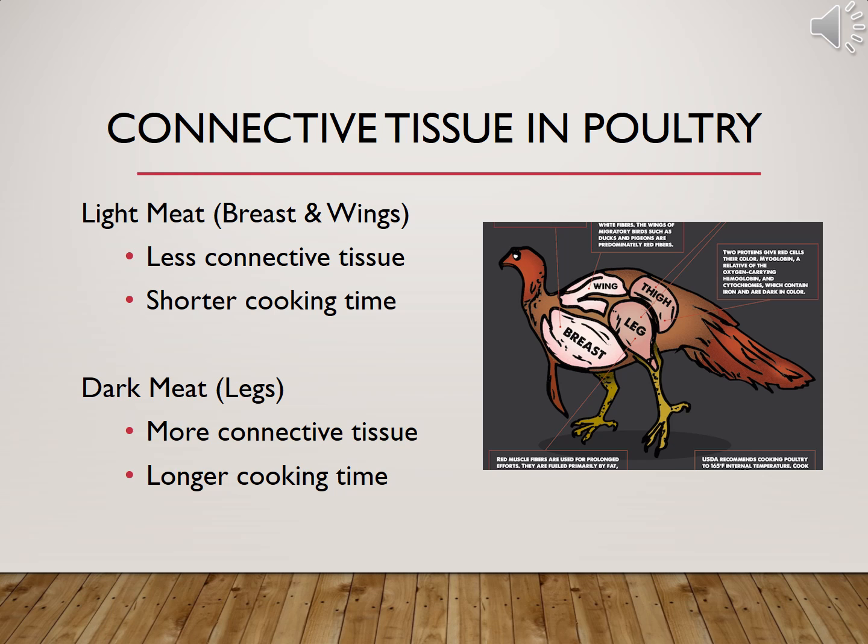Meanwhile, a darker meat indicates more muscle. Poultry legs are used quite frequently and therefore are very muscularly developed. They're going to have more connective tissue and therefore are less tender, so they need to be cooked at lower temperatures for longer periods of time to break down their connective tissue.